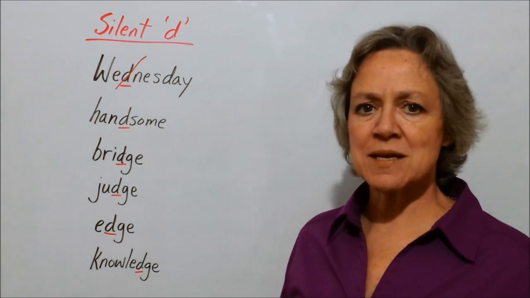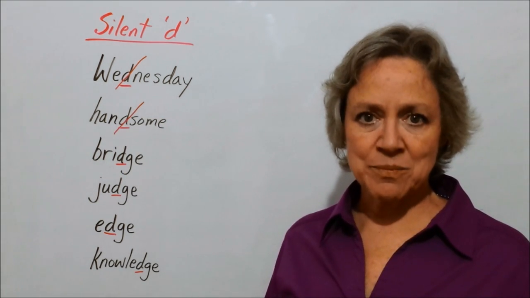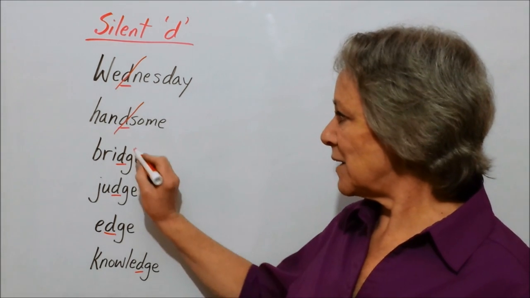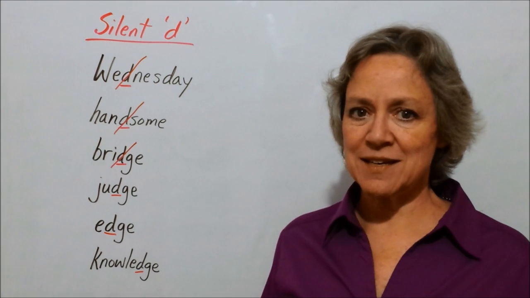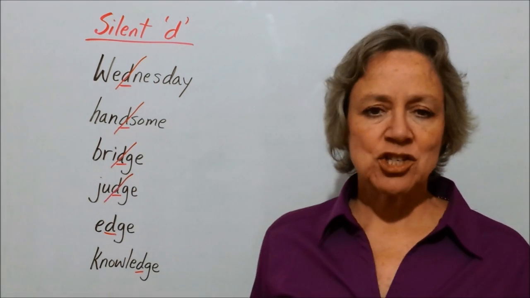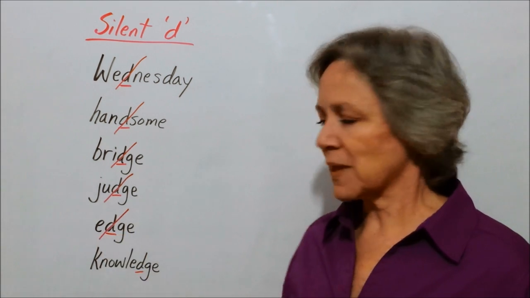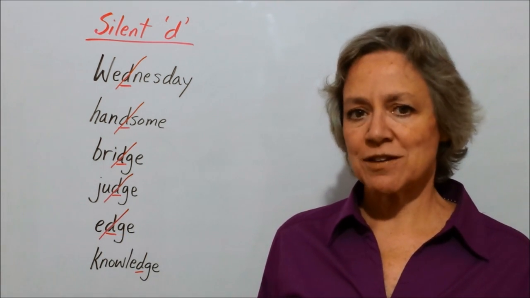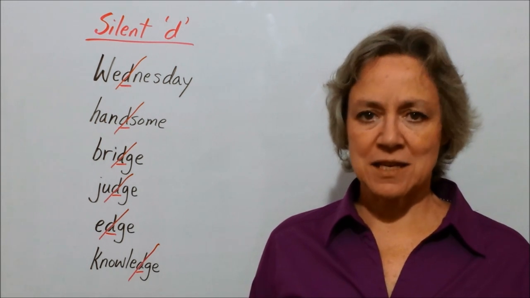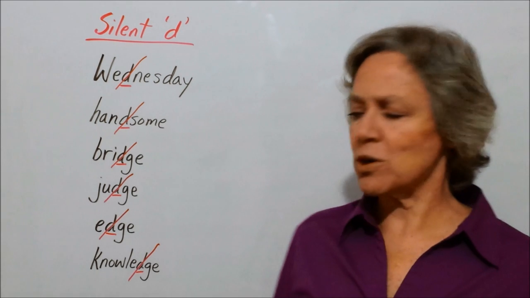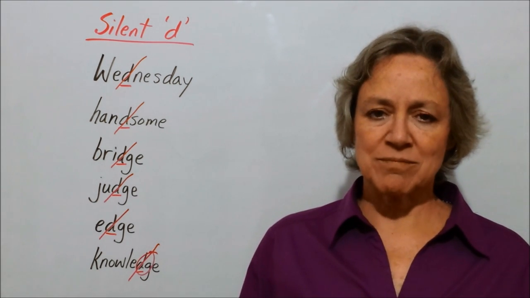So this is Wednesday, Wednesday. Here in the word handsome, handsome, we do not pronounce the D. And in the word bridge, bridge, we don't pronounce the D. Judge, judge, there's no D. Edge, edge, no D. Knowledge, knowledge, no D. And actually, there are many other words that have the letters D, G in them, like these words, where the D is not pronounced, okay?